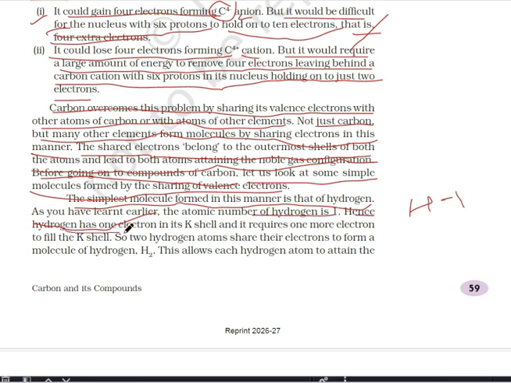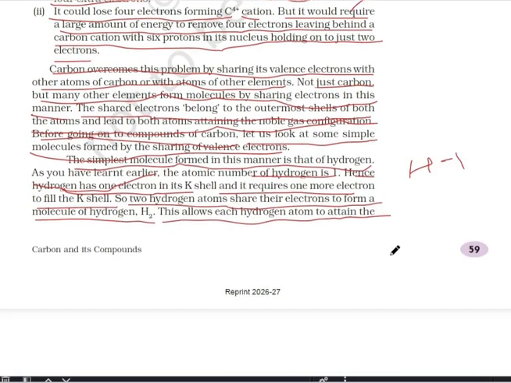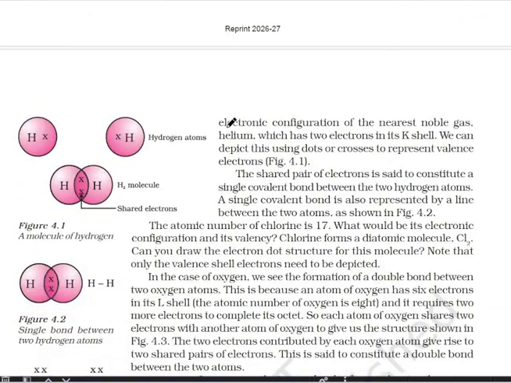Hence, hydrogen has 1 electron in its K shell and it requires 1 more electron to fill its K shell. So, 2 hydrogen atoms share the electron to form a molecule of H2. This allows each hydrogen atom to attain the electronic configuration of the nearest noble gas, that is helium, which has 2 electrons in its K shell.